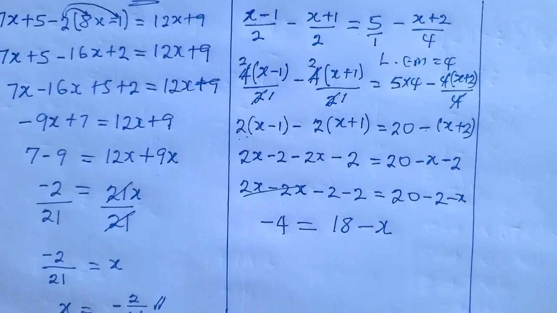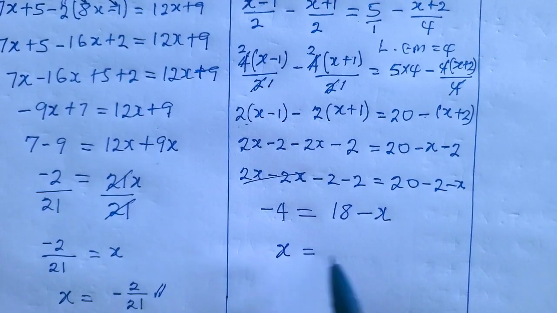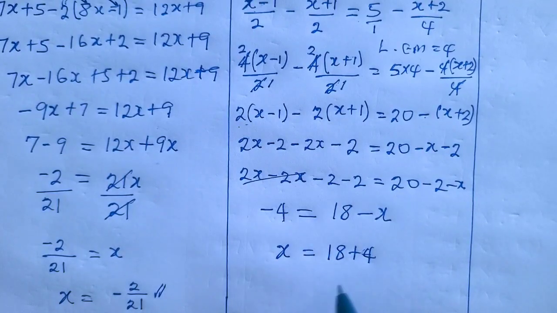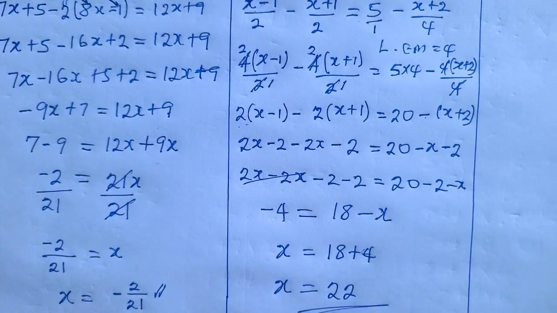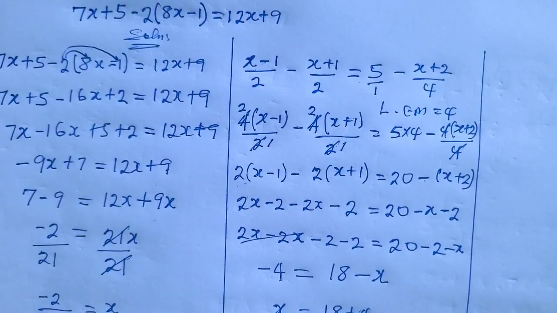And right here, the next step to be considered is to collect like terms. And right here, we are going to move x down here to the left hand side of the equation and move negative 4 to the right hand side of the equation, and the equation becomes x equals 18 plus 4. When minus x crosses the equality sign, it becomes plus. And we have that x equals 18 plus 4, that gives us 22. And this is the value of x that will satisfy this given equation right here.